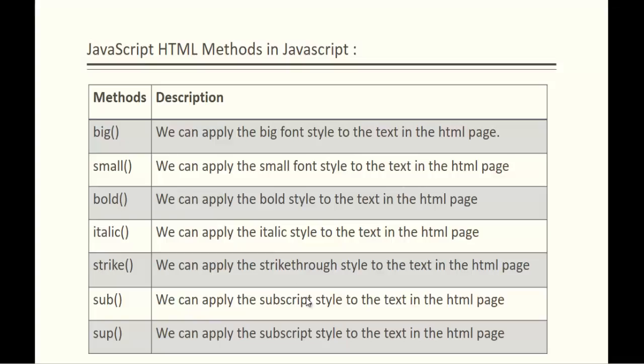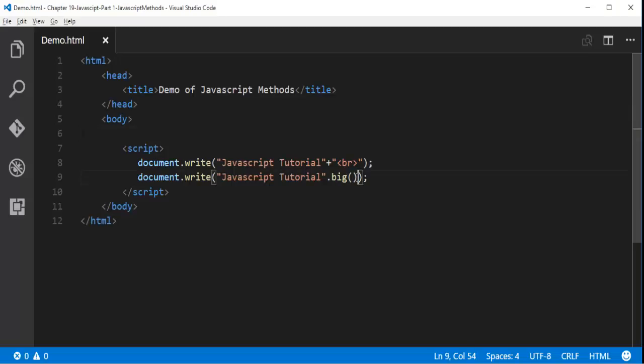Similarly, let me show you other methods like small. If I want to make my text or the font style small, what I need to do is, instead of big, I need to add the small method. Control S.